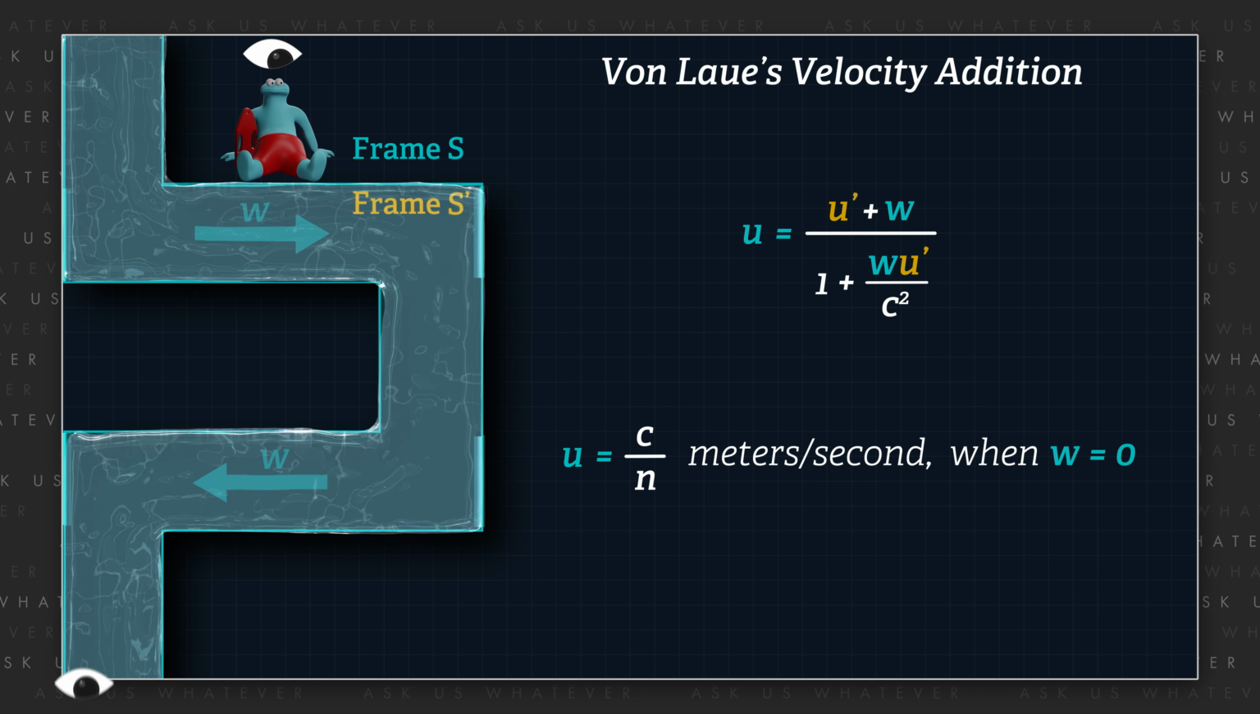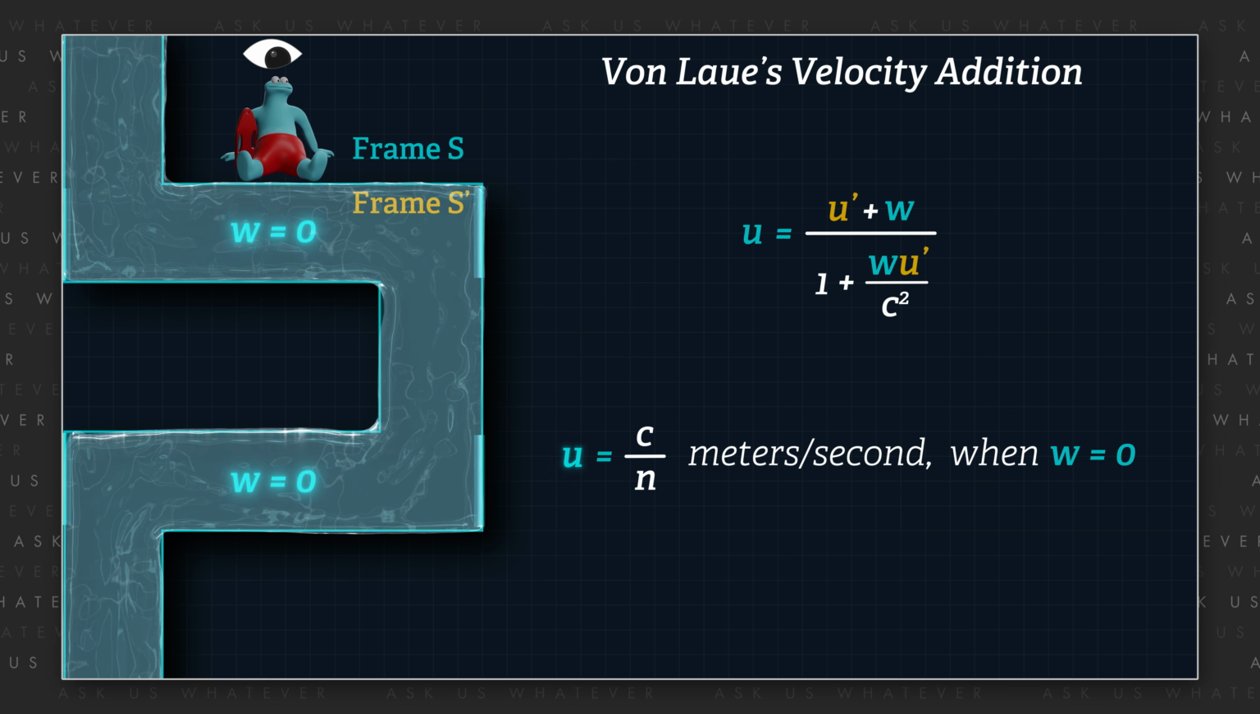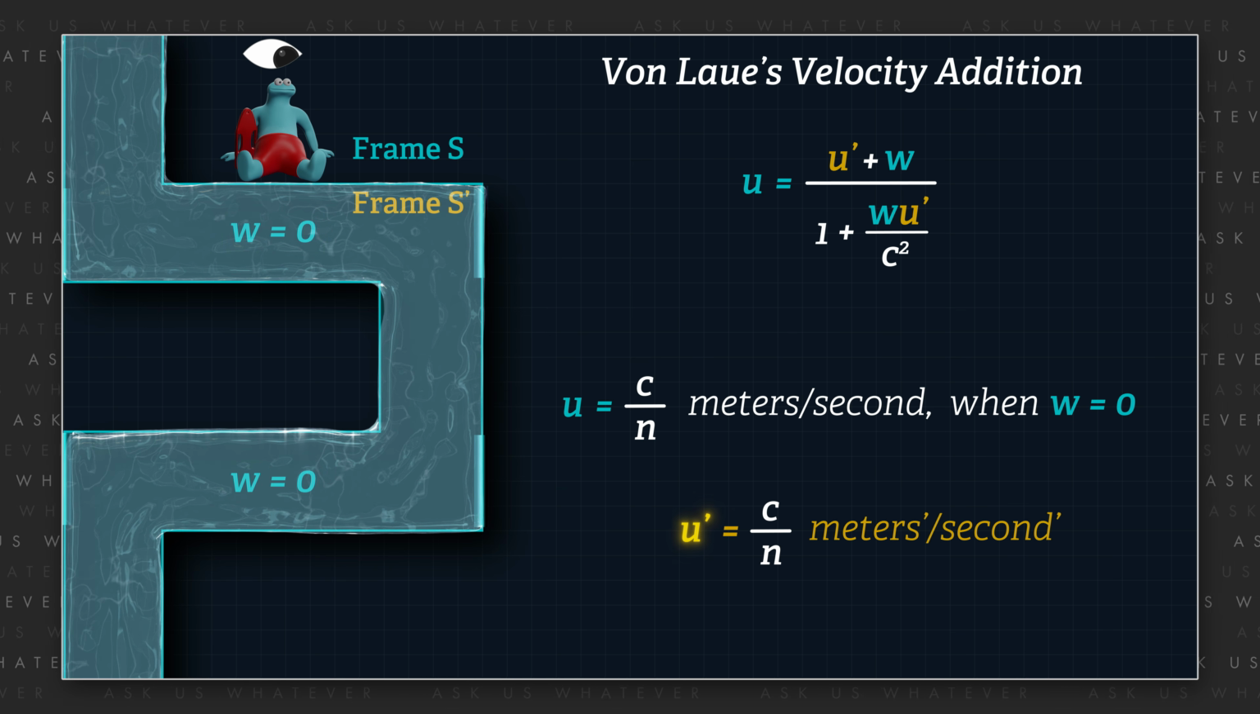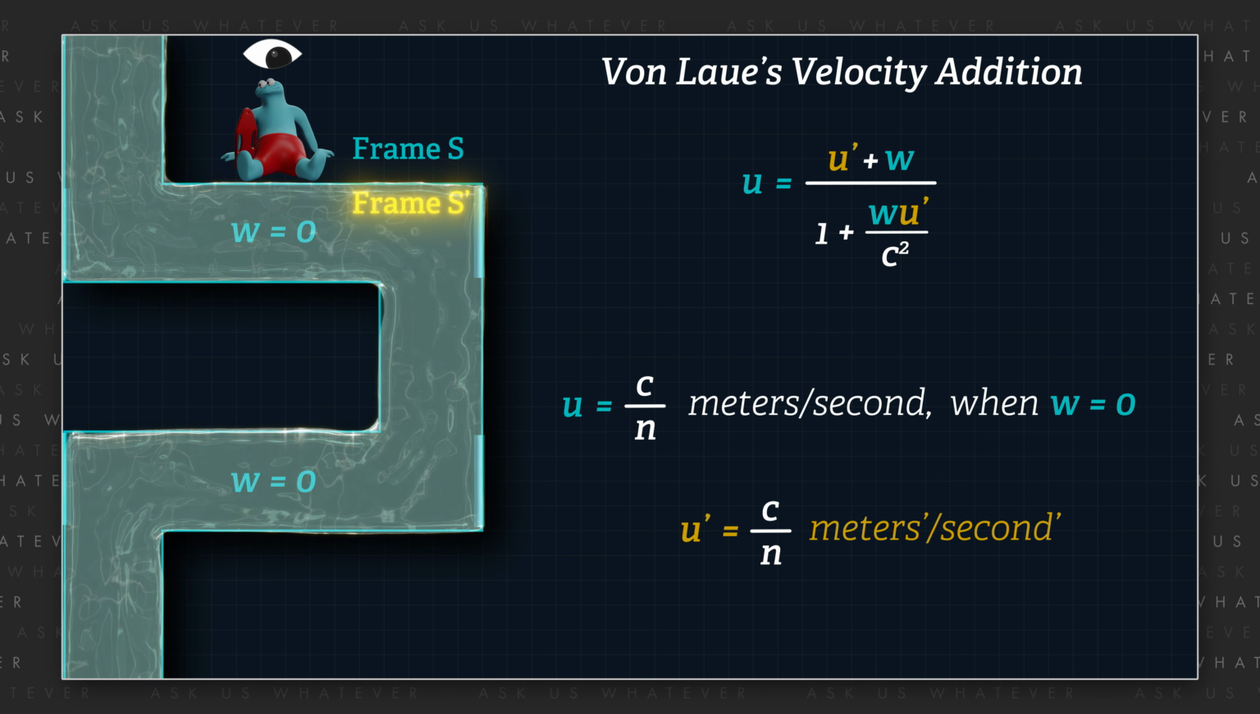Von Laue proposed that since the speed of light through stationary water is c divided by n when W is 0, U prime would also be equal to c divided by n in the water's frame S prime. In other words, he proposed that the theory of relativity would require light to travel at the same numerical speed when moving through a medium that is stationary in either frame S or frame S prime.